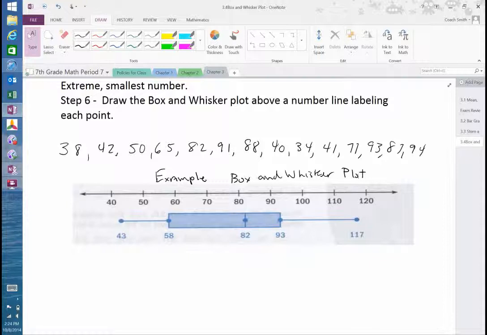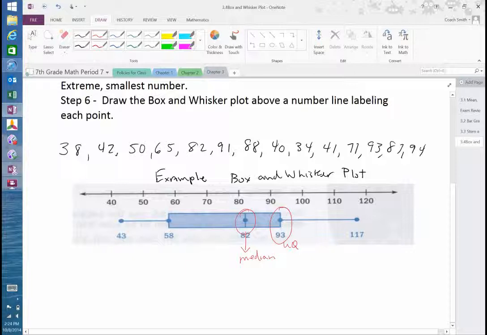Now, as we look at the box and whisker plot, this would be the median. This would be the UQ, upper quartile. This would be the LQ, lower quartile. This is what we call the upper extreme, which is the largest number. And this is the lower extreme, which is the smallest number. That's what we're going to find for the numbers we just wrote down.